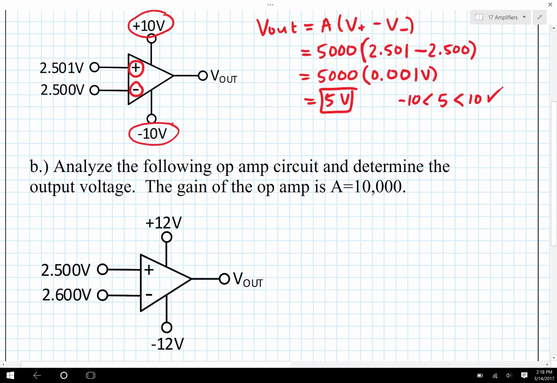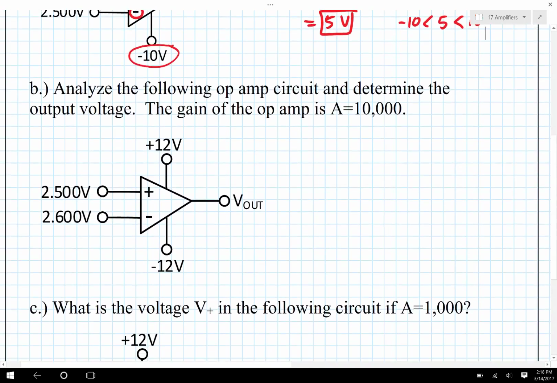So that's part A. Part B, analyze this op amp circuit and determine the output voltage. The gain here is 10,000. Okay, so we're going to again see that V out is going to be the gain, 10,000, multiplied by the positive voltage, 2.500, minus the negative voltage, 2.600. I should say the voltage at the inverting input. It's not the quote-unquote negative voltage. It is at the inverting or the negative input here.